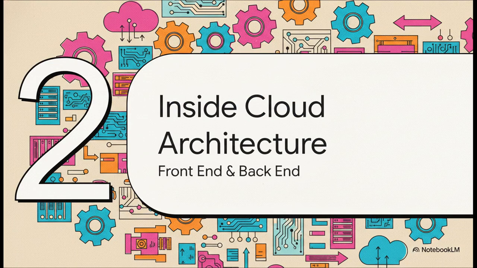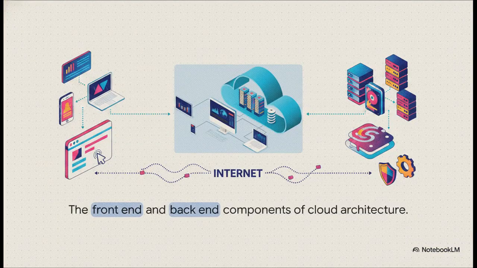Moving right along to Section 2, inside cloud architecture. So let's look under the hood for a minute. It's fascinating how cloud architecture splits perfectly into 2 distinct halves, all connected by the internet. Over on the left side, you've got the front end. That's the user-facing stuff, the client infrastructure like the web browser or mobile app you're using right now. But over on the right, that's the heavy lifting backend. And honestly, this is where the real magic happens.